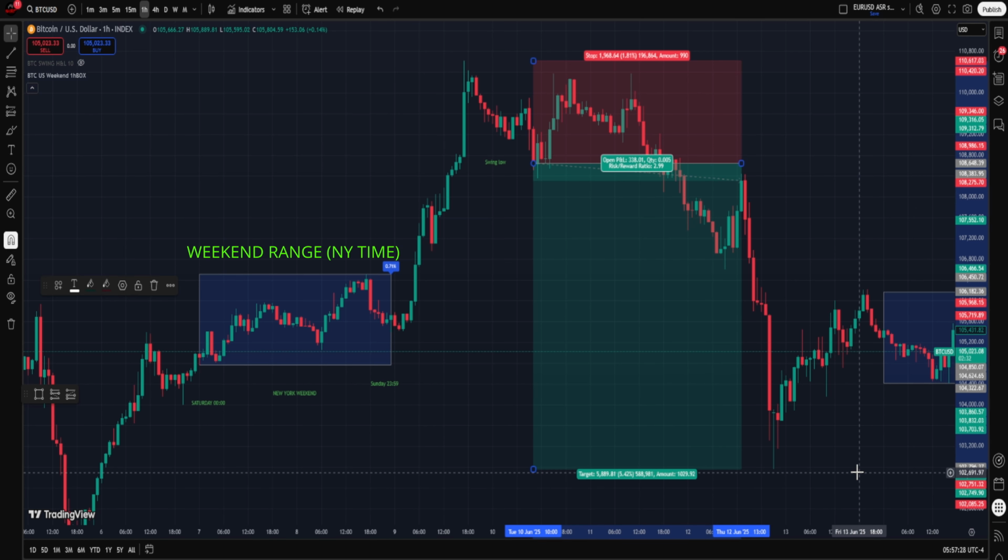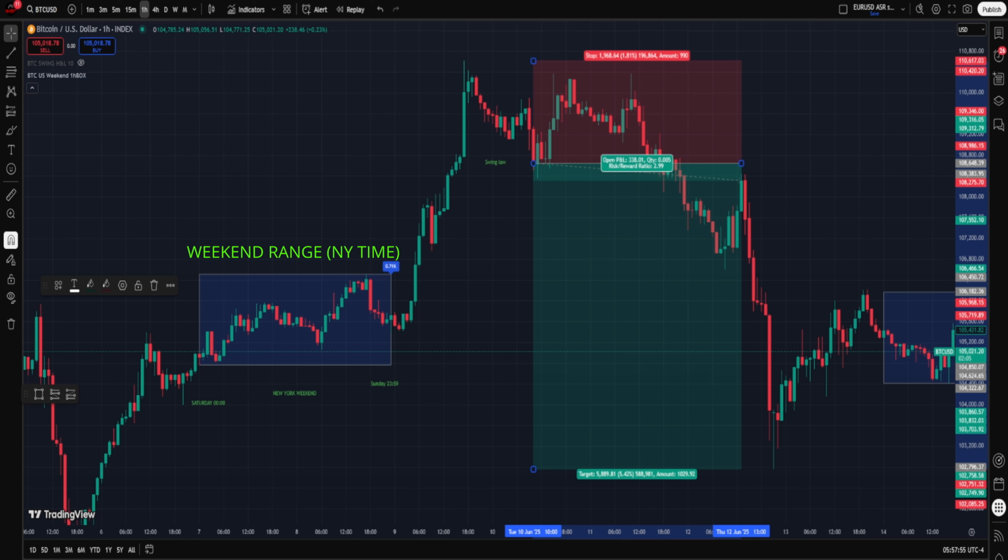Every weekend, Bitcoin tends to slow down. Liquidity dries up, volume shrinks. But what happens right after the weekend? Boom, liquidity hunts. We see price sweeping either the high or the low of the weekend range and then sharply reversing. And this strategy is designed to catch that reversal with defined risk and clean market structure.